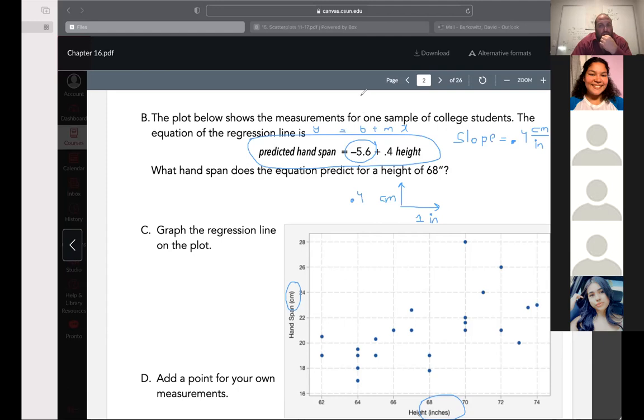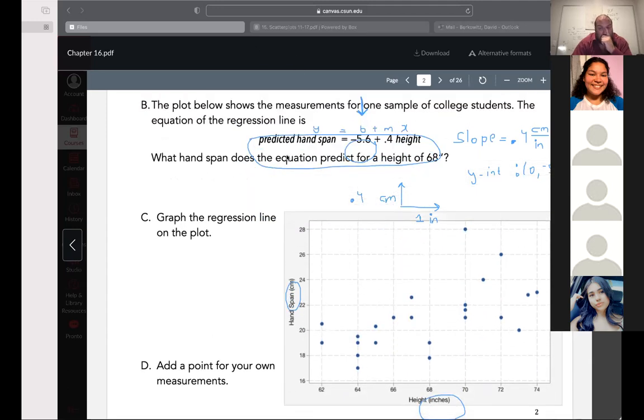So no, negative 5.6 is b. And what is b in a line? y equals mx plus b. What's b? The y-intercept. The y-intercept is the point (0, negative 5.6).